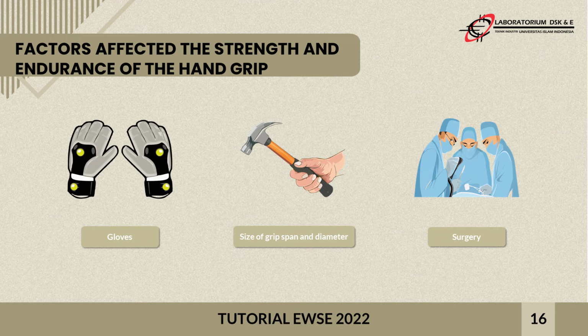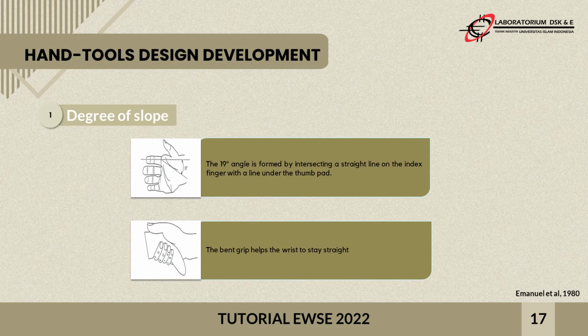8. Range size and grip diameter. It can be seen if the hammer is too big, it will affect the strength and grip of the hand. The last one is operation. If a person has undergone surgery, then their strength and endurance grip will weaken. Next, we talk about hand tools design development. There have been several developments in hand tools design, namely first, degree of slope.